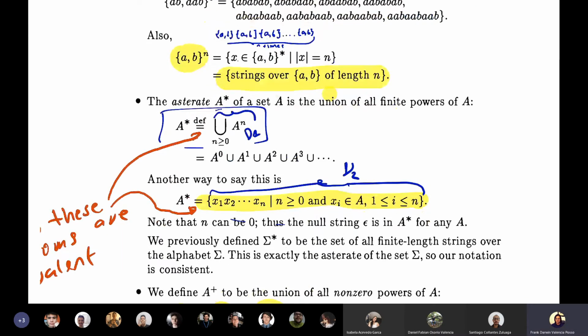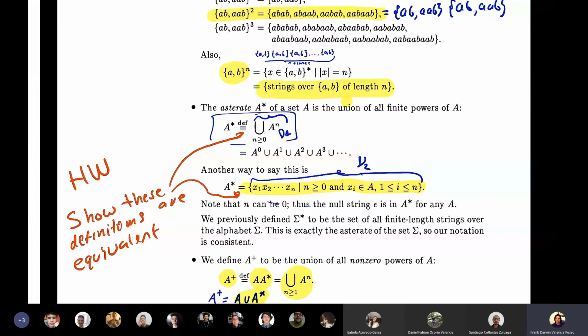Another way to define this is to say that A asterisk is the set of strings of the form x1, x2, ..., xn, where n is bigger than or equal to 0, and each of these strings belongs to A. Okay, so one homework is to show that these two definitions are the same, and it is a homework that requires some work. So there you have it.